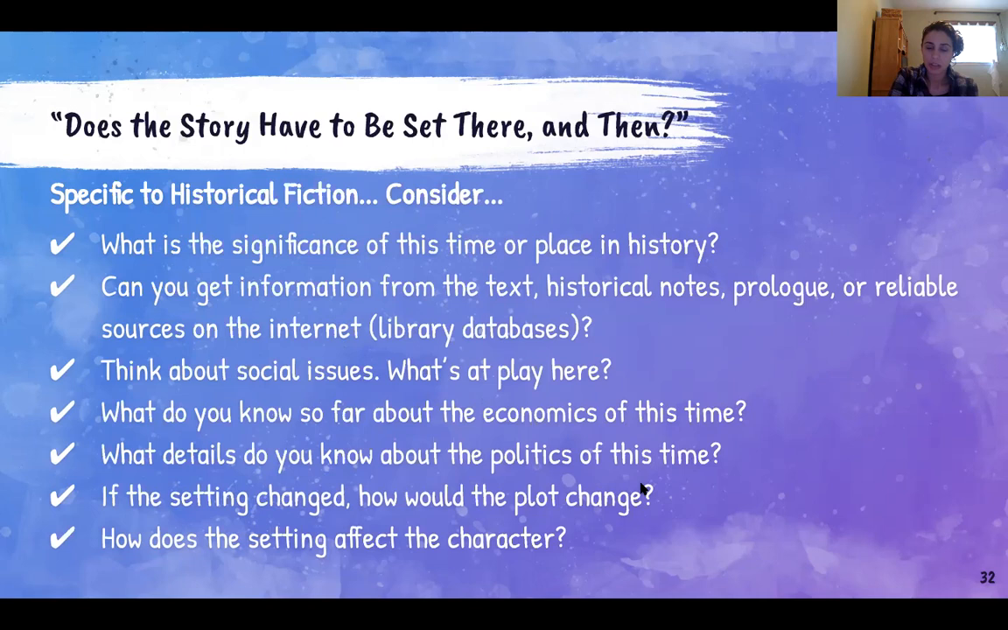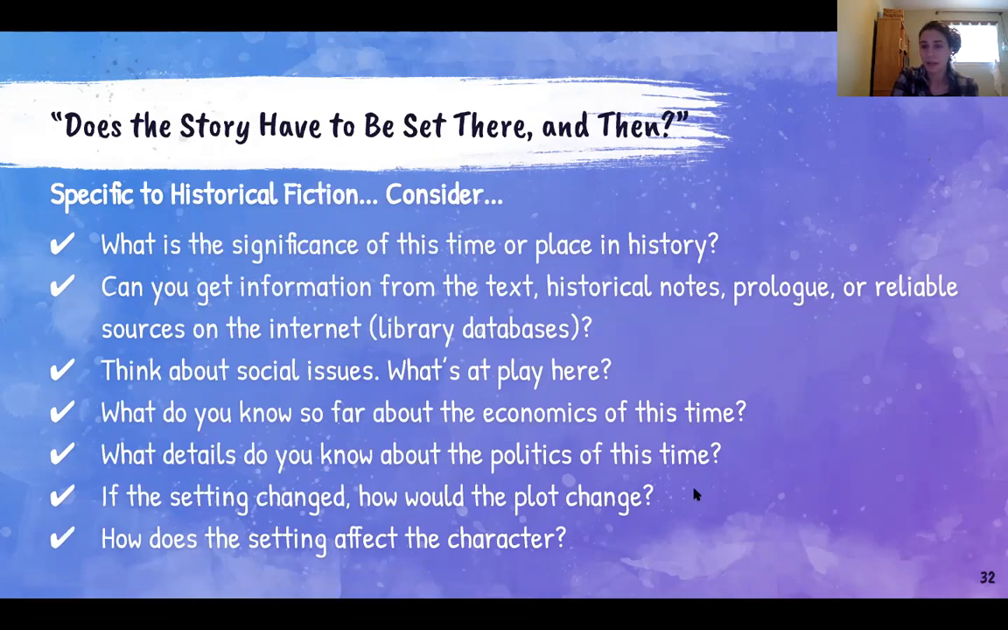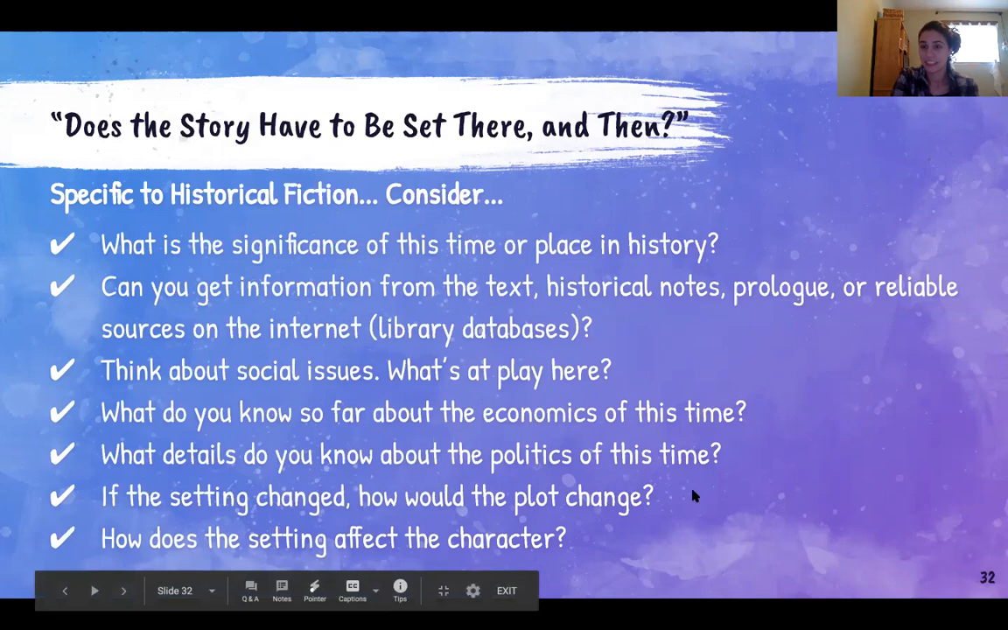What details do you know about the politics of this time? We're in a civil war. Politics play a pretty big role in this story. If the setting changed, how would the plot change? Significantly, because he wouldn't be soldiering, right? And how is the setting affecting the character?